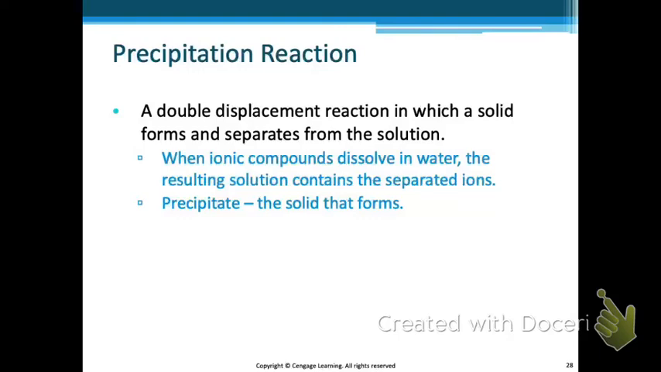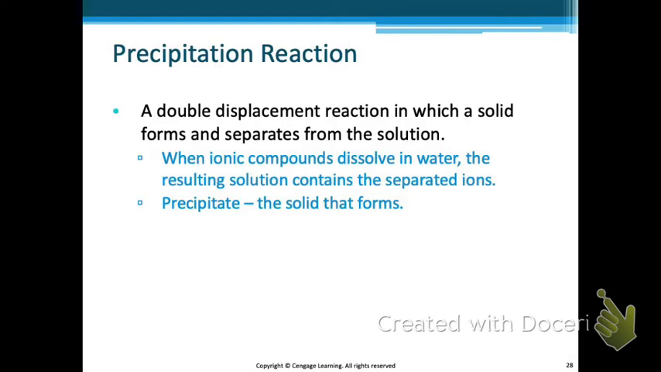Yeah, that's right. The ions switch partners. Okay, so a double displacement reaction is when ions switch partners, right? Things completely ionize and they get new partners. And in a precipitation reaction specifically, a solid forms and then separates out from the solution.